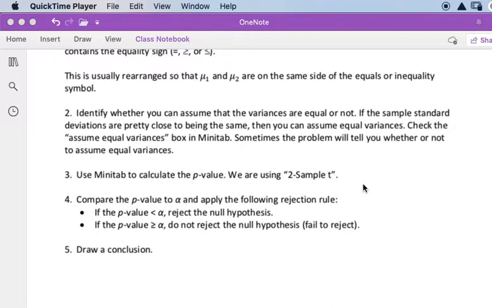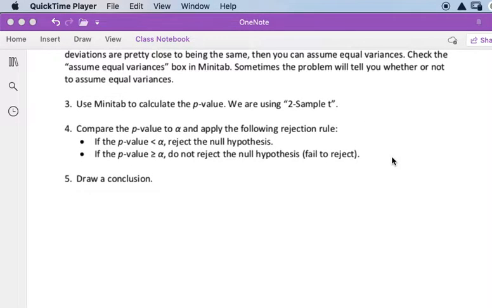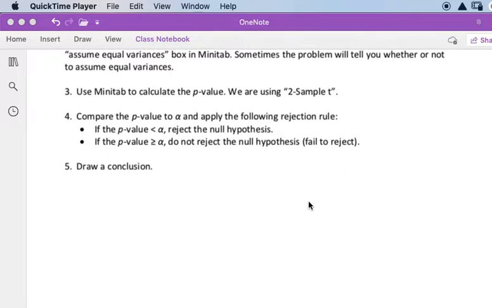We are going to use Minitab to calculate our p-value. Also, sometimes we will get a test statistic that we will have to put into our homework questions. We're going to be using 2 sample t in this section. Then we are going to compare the p-value to alpha. Remember, if the p-value is less than the alpha that's given to us in the problem, we reject the null hypothesis. If the p-value is not less than alpha, then we do not reject the null hypothesis, or sometimes this is written as fail to reject the null hypothesis. Then from there we can make our conclusion.